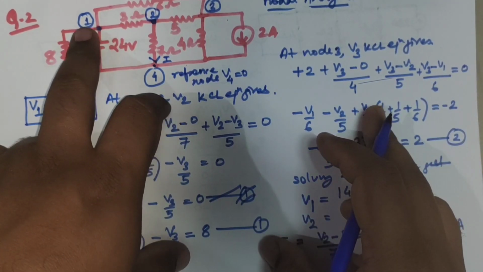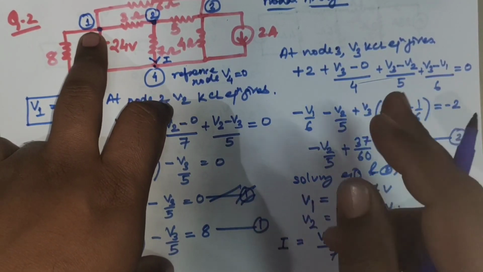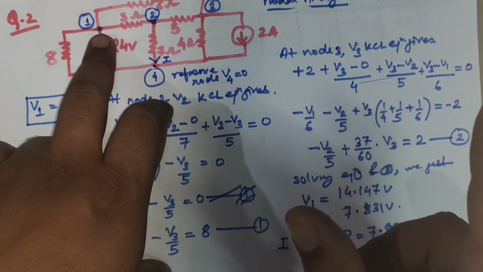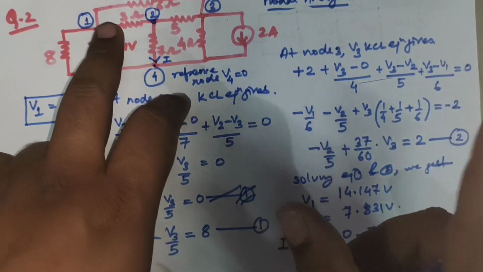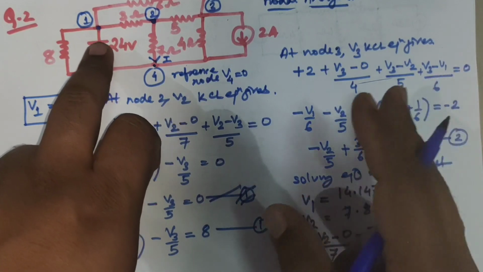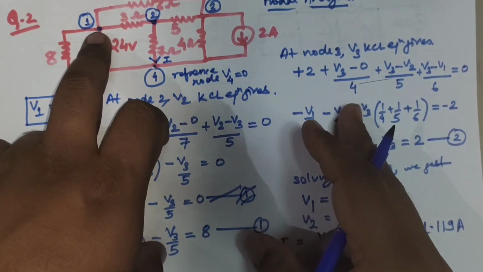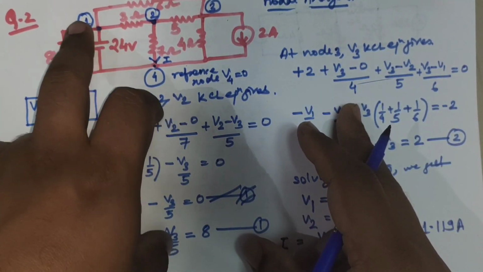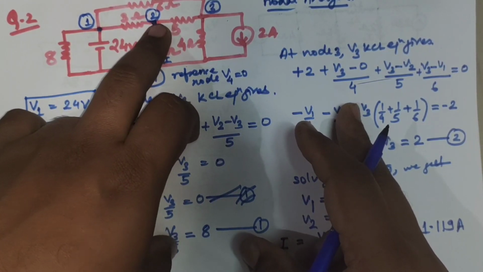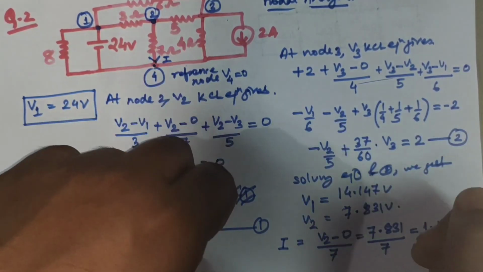In supernode, a voltage source is connected between two main nodes. That is, we can say a 24 volt source is connected between node 1 and node 2. So we will see that in our next lecture.